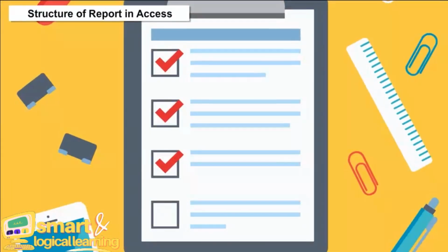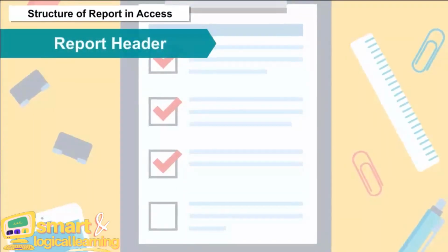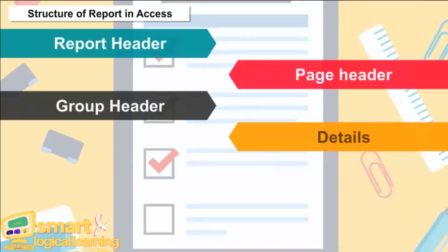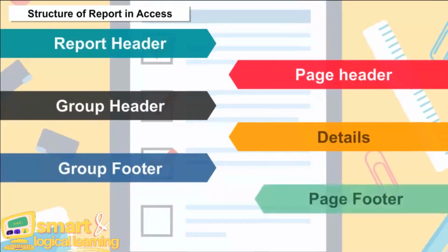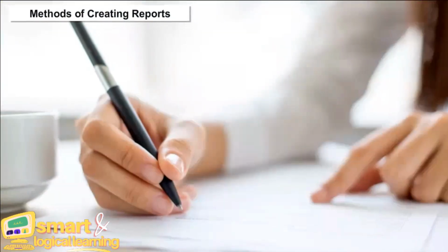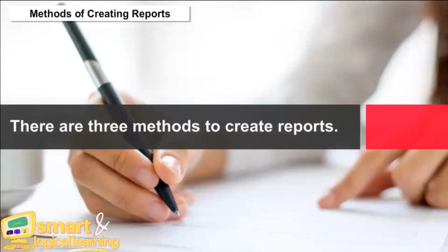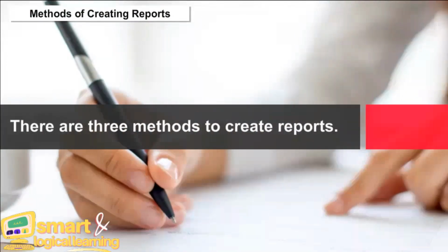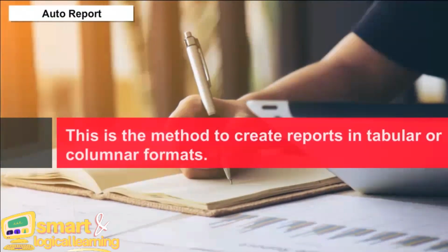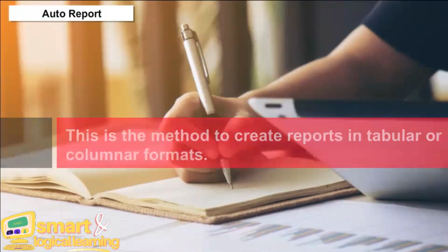Structure of report in Access. Report header, page header, group header, details, group footer, page footer, report footer. Methods of creating reports. There are 3 methods to create reports. Auto report. This is the method to create reports in tabular or columnar formats.